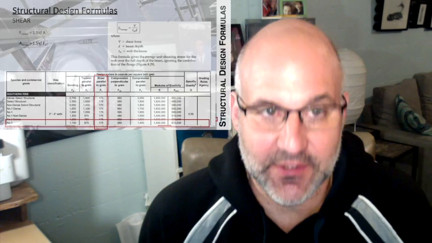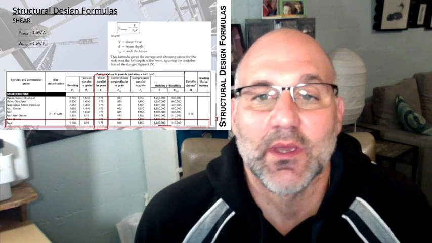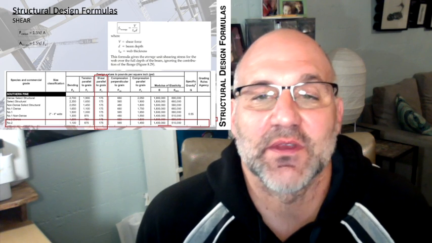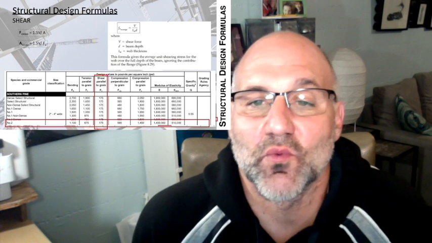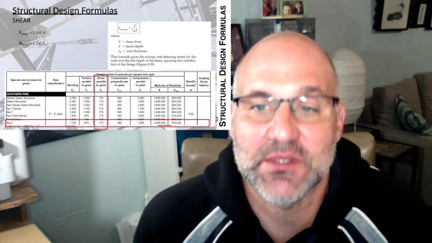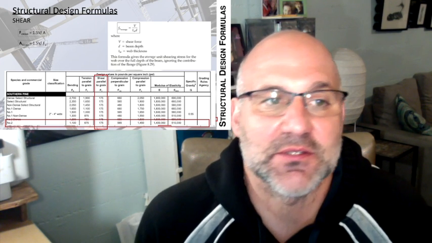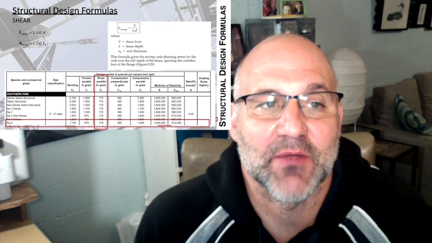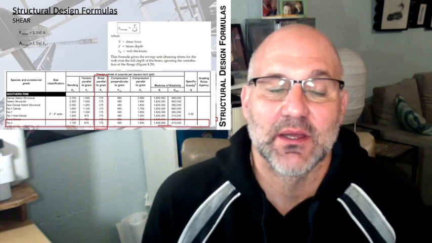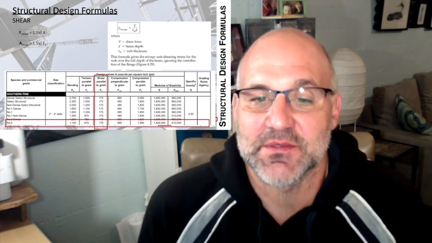The last thing we're going to check is shear. In determining shear, we are going to figure out what our V force, or our shear force, is. And that is our reactions. We're going to multiply that by 1.5, and then we're going to divide that by the area of our selected member.